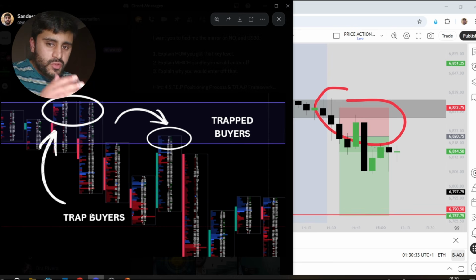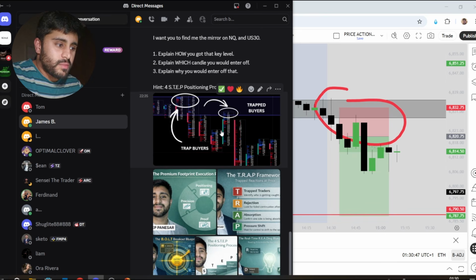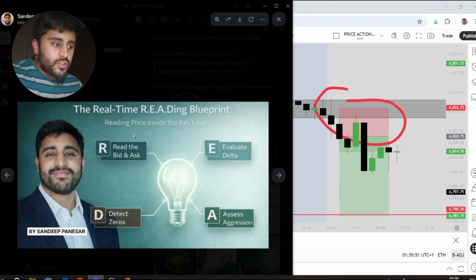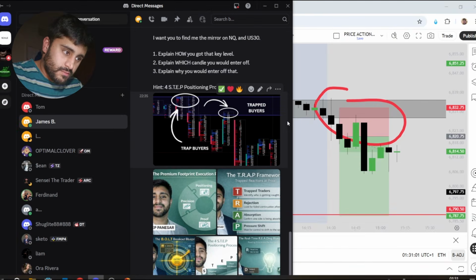So when it comes to reading price action, first you want to read the bid and ask. Now, I understand the numbers here are a bit small, but there are certain things you want to understand when it comes to reading values on the bid and ask. So that's the first step. The second and third steps come together. You want to be reading the bid and ask, evaluating the delta, and assessing aggression. So E and A often come together. Evaluating the delta allows you to assess the aggression.